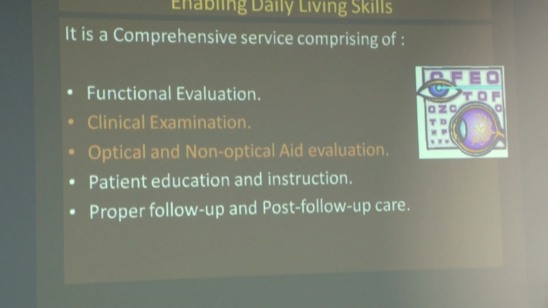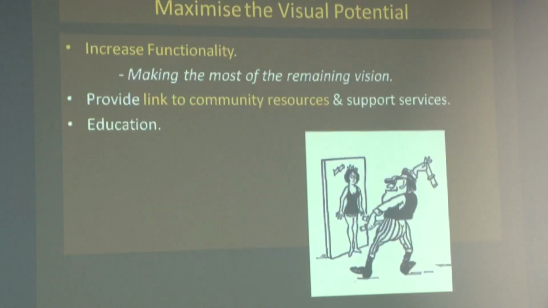But in this course, we are going to focus only on the two highlighted aspects, which are clinical examination and dispensation of optical and non-optical devices, because we are clinicians and we need to practice clinically in our clinics, and that is what we're going to do. So the goal of low vision rehabilitation is to maximize the visual potential of a visually impaired person by increasing functionality, provide links to community resources and support services, and finally to provide education about his visual problem and what to expect in the future.